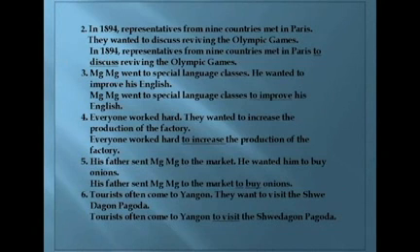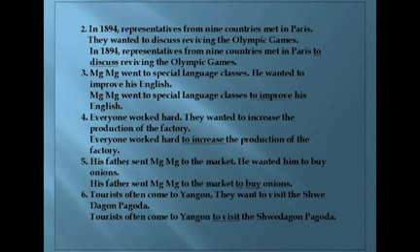2. In 1894, representatives from 9 countries met in Paris. They wanted to discuss reviving the Olympic Games. The answer: In 1894, representatives from 9 countries met in Paris to discuss reviving the Olympic Games. 3. Mao went to special language classes. He wanted to improve his English. The answer: Mao went to special language classes to improve his English.